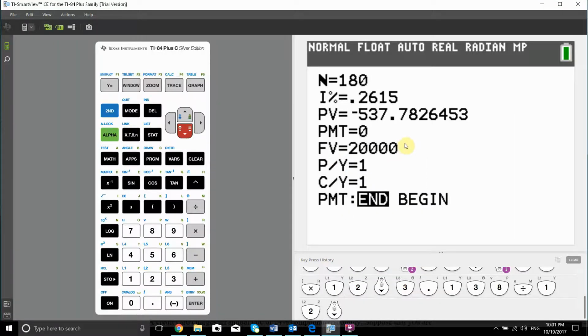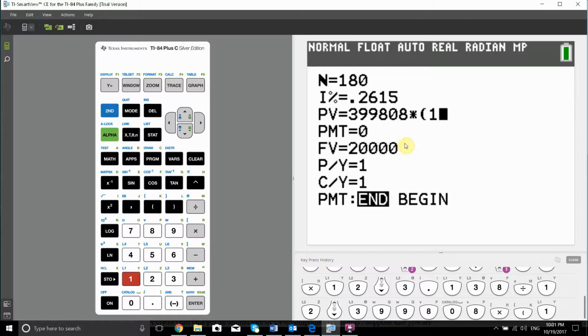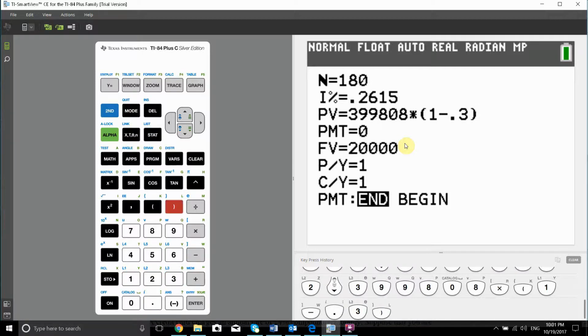So you can use 399,808 times 1 minus 0.3. Okay, and the 0.3 is 30%. That is the proportion of the down payment to the full house price. And be careful, I did not put the number 30, but 0.3. Okay, you have to do 0.3 instead of 30. For interest, for 30% interest, you have to put 30, okay, not 0.3. For interest, we're going to treat them differently.